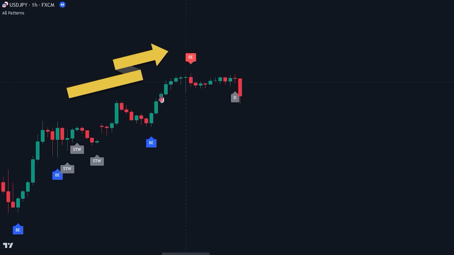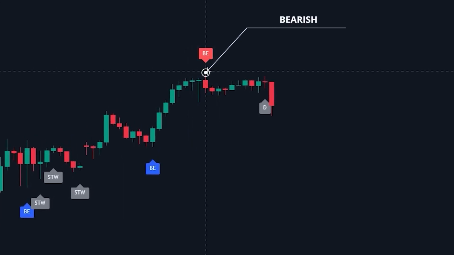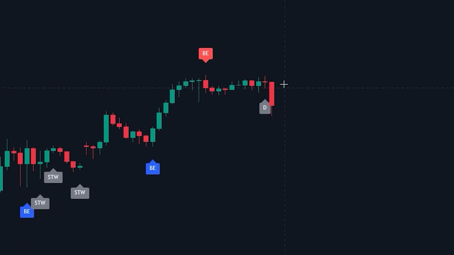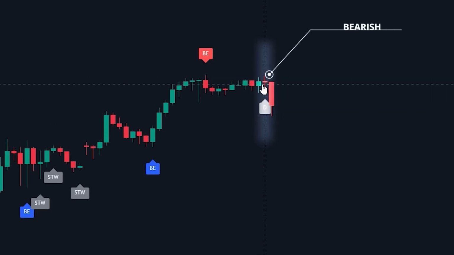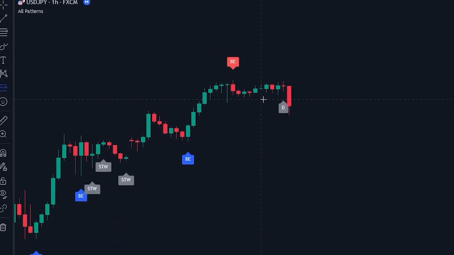However, at the end of the uptrend, we can see that two candlestick patterns occurred, the first of which is the engulfing bearish candlestick, which indicates that a bearish reversal might start soon. The second candlestick pattern that formed was a bearish doji candlestick, also indicating a possible bearish reversal. Because of this, let's enter into a sell position here.